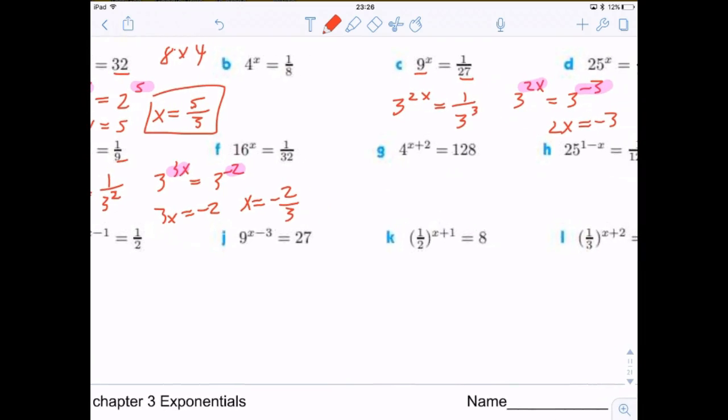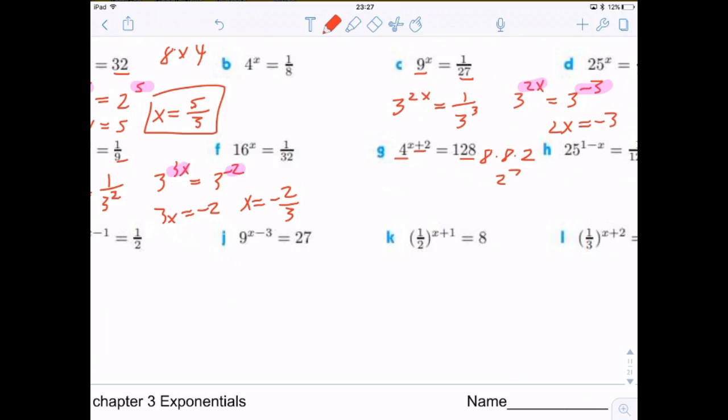G. Now we have 4 to the x plus 2 and 128. I know that 128 is a power of 2. 128 is basically 64 times 2, right? So that's equal to 8 times 8 times 2. So that's equal to 2 to the 3rd times 2 to the 3rd times 2 to the 1st. So actually 128 is equal to 2 to the 7th.